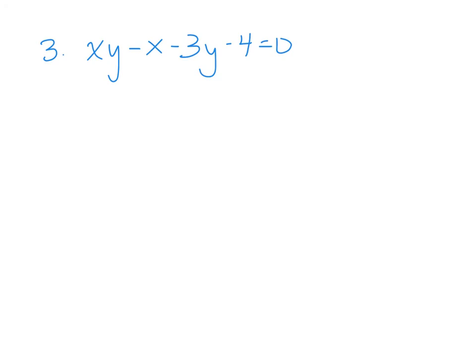Here we have xy minus x minus 3y minus 4 equals 0. Now when we're taking the derivative of xy, remember that's x times y, so we're going to have to use the product rule. Here are my u's and my v's, so we'll get u prime, which is 1, times v, which is y, plus u, which is x, times v prime, which is y prime.